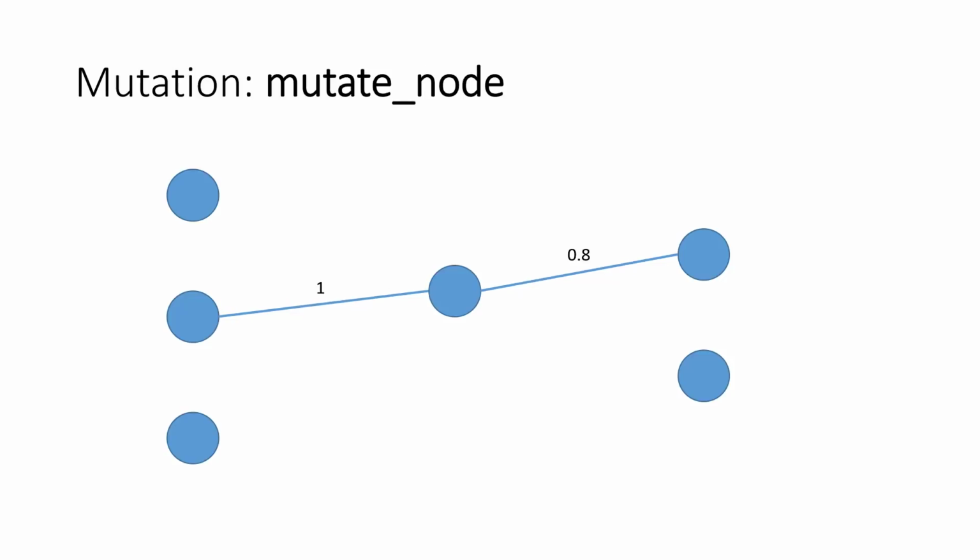So the next mutation that we have is we can enable or disable connections. We take a percentage of connections that we want to enable or disable, and we will choose some connections randomly, and we're going to flip. If they are enabled, we're going to disable them. If they're disabled, we're going to enable them.